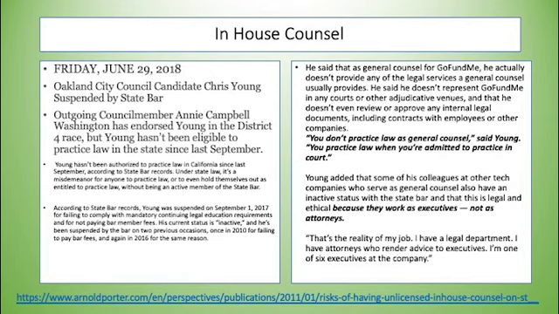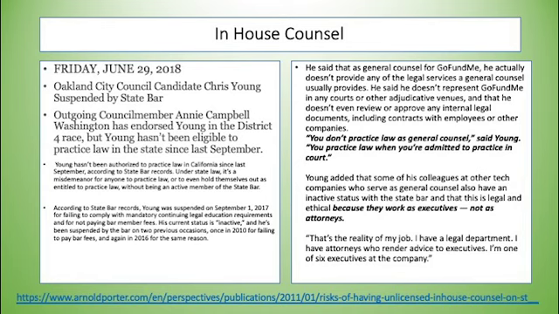He's been suspended by the bar on 2 previous occasions, once in 2010 for failing to pay bar fees, and again in 2016 for failing to pay bar fees. He said that as general counsel for GoFundMe, he actually doesn't provide any of the legal services general counsel usually provides. He says he represents GoFundMe.